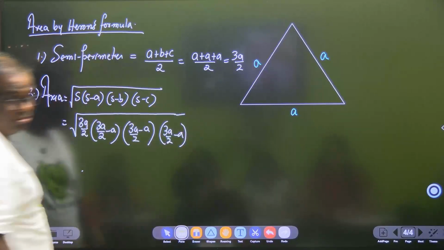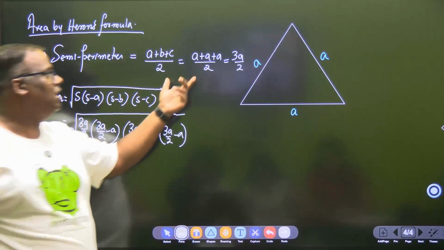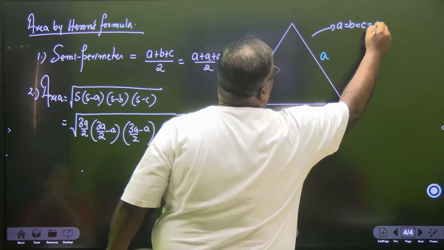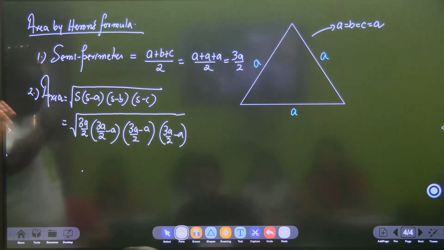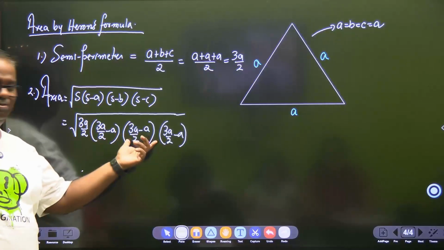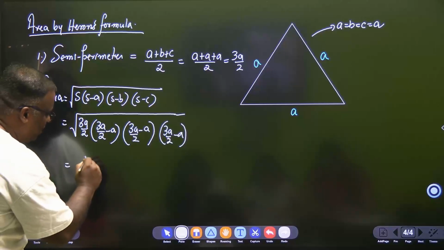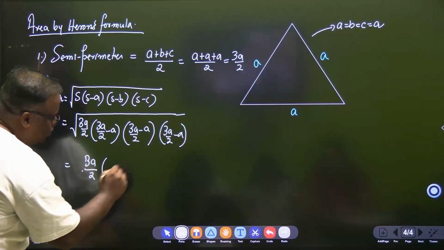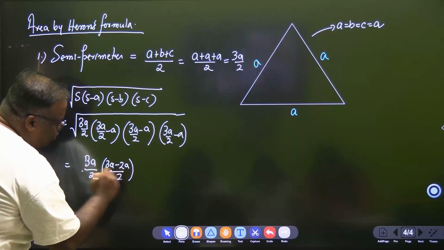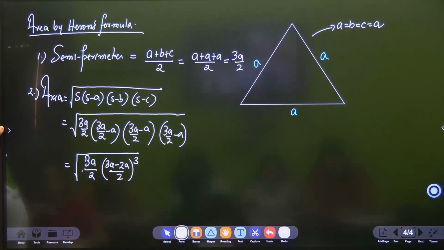ऋषिका इतना समझ में आया तो? Because here A, B, C is all A. This is the standard formula. But in this triangle, A will be equal to B will be equal to C, which is A. ठीक है? Okay, just see this. Instead of doing all three, as the cube of all three are the same, let's just solve one. So we have 3A by 2 minus A. If you take LCM, this is 3A, it will be 2A divided by 2. And I can put a cube on this one because these are the same. Agreed?